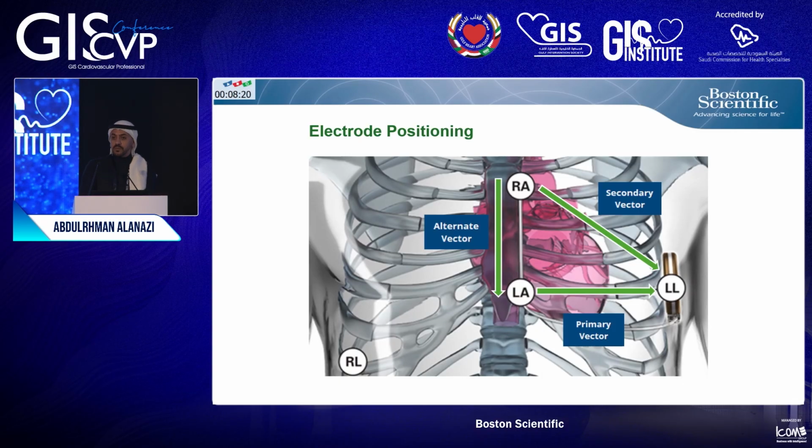We have the primary vector, which is from the left arm to the pulse generator. We have the secondary vector, which is from the right arm to the left leg electrode. And we have the alternate vector, which is between the right arm and the left arm. Those are mainly the 3 vectors in the SICD. And this is how we will mimic the sensing process in the device.